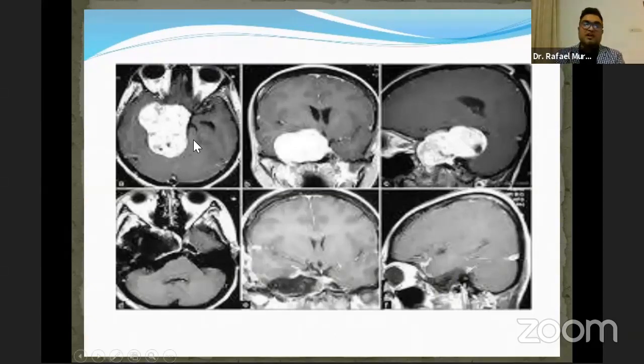This is another neuroma, which arises from the trigeminal nerve, and we can see this is a contrast enhanced T1 weighted image, a very large and very bright neoplasm, which is compressing the CP angle and also the right temporal lobe. Also, there's another case. All are trigeminal neuroma.